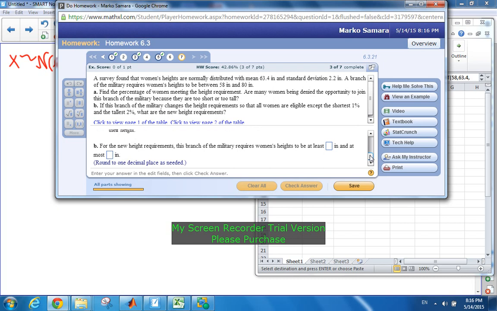For the new height requirements, this branch of the military changes the height requirement, so they change the criterion so that all women are eligible except the shortest 1% and the tallest 2%. What are the new height requirements? So the shortest 1% and tallest 2%.